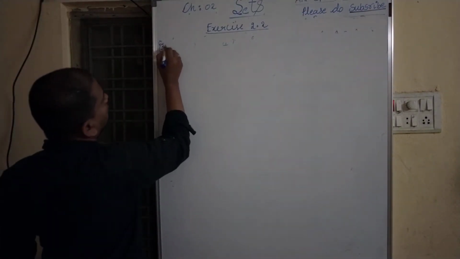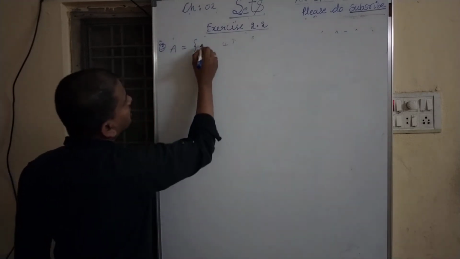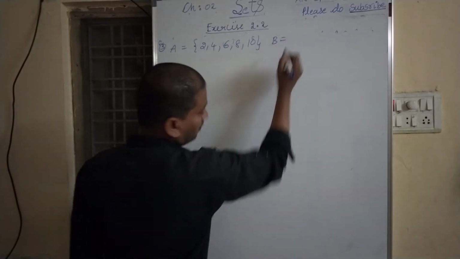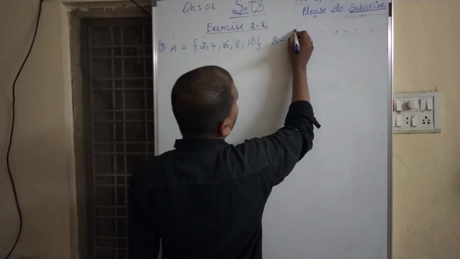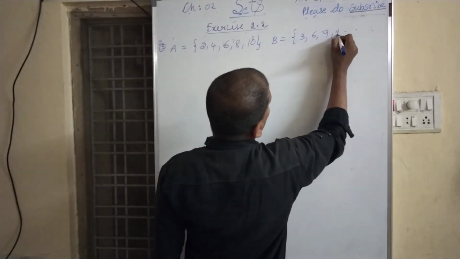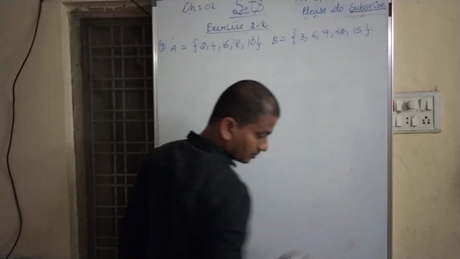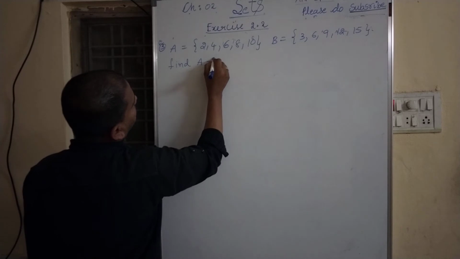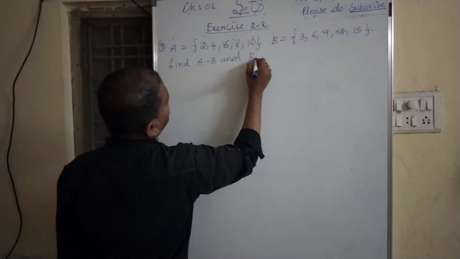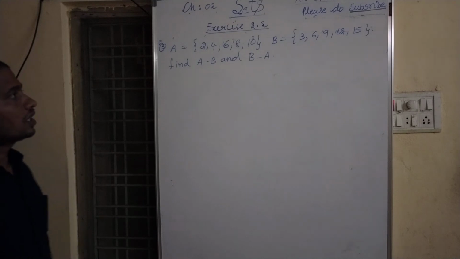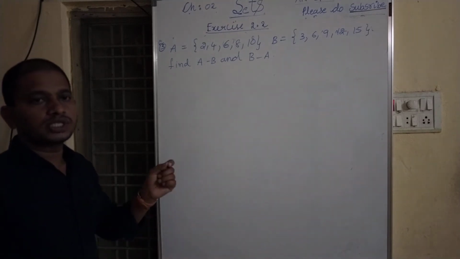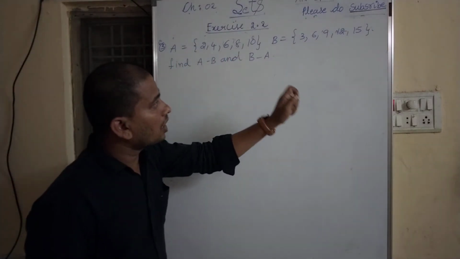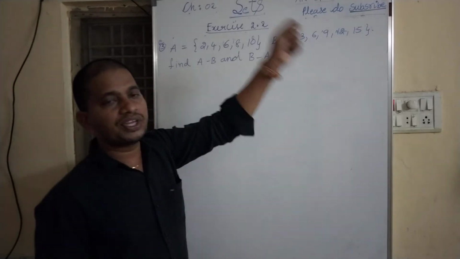A equal to 2, 4, 6, 8, 10. And B equal to 3, 6, 9, 12, 15. Find A minus B and B minus A. This is our third question. A equal to the set of 2, 4, 6, 8, 10. B equal to the set of 3, 6, 9, 12, 15.